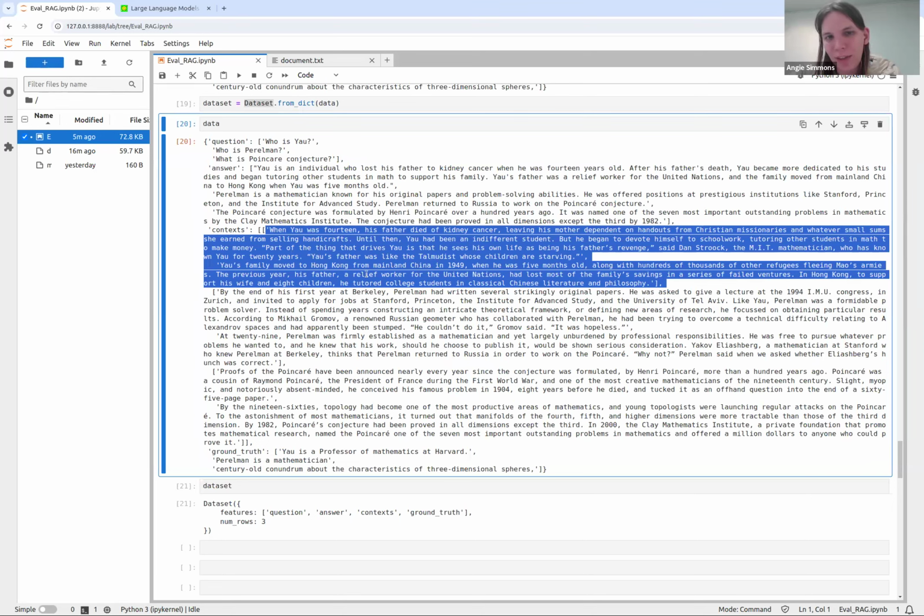Something to try is to increase the number of chunks that we retrieve back. We could increase it to 5 or 100, but you probably don't want to go too big because then you end up with a larger context window.